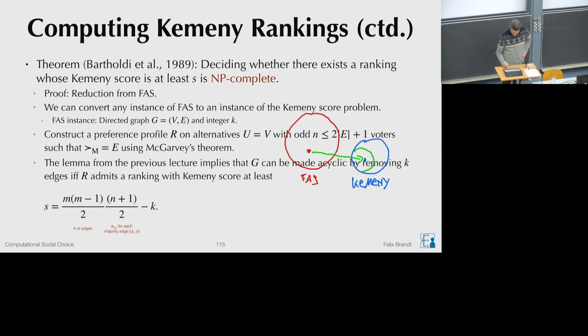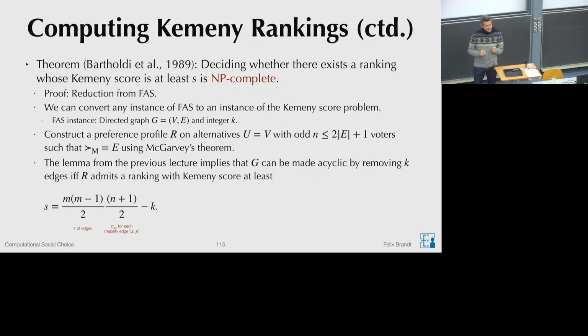And therefore, maybe let's now remove it, so you can see what's on the slide. And this shows that deciding whether there exists a ranking whose Kemeny score is at least S is an NP-complete problem. For those of you who are familiar with NP-completeness, you have seen these kinds of decision problems before, I'm sure, where you have some threshold of score that needs to be exceeded in order to have a positive or negative instance.